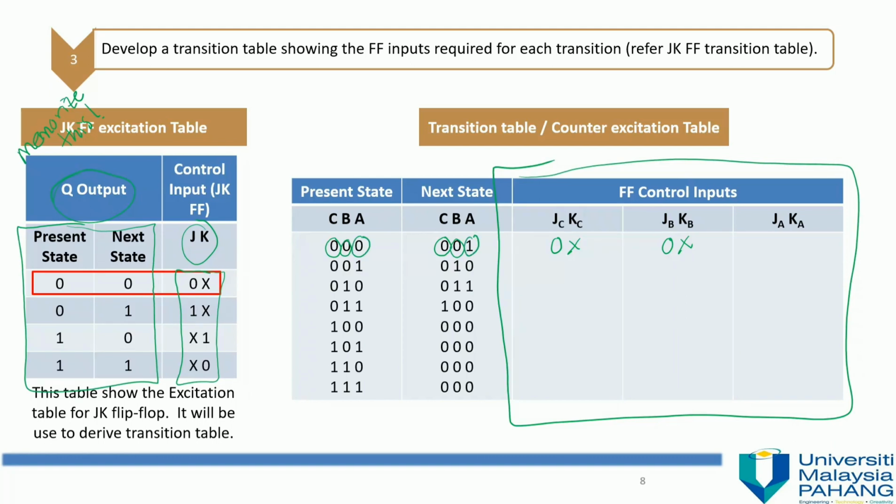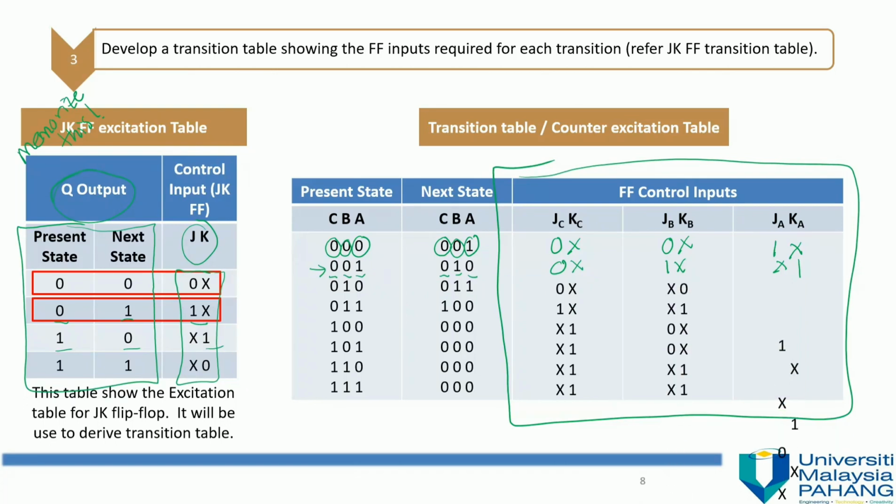And for output A here, the present state 0 and next state equals 1, so the JK is 1, don't care. Then we go to the second row, where the input is 0, present state 0, next state 0, so 0, don't care. Present state 0, next state 1, and present state 1, next state 0 is don't care, 1. Doing the same for all present and next states, we get the transition table.